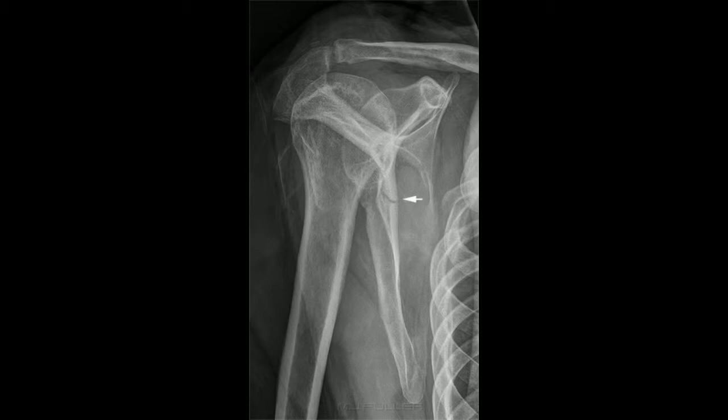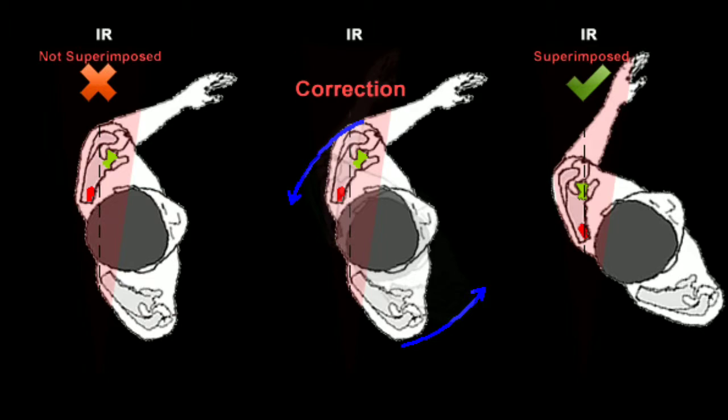So for this X-ray, RAO position, you can see the lateral border is definitely the thicker border. Just remember that. So if the medial border is medial to the lateral border, the patient needs to be obliqued more. If the patient has the medial border lateral to the lateral border, we need an oblique less.